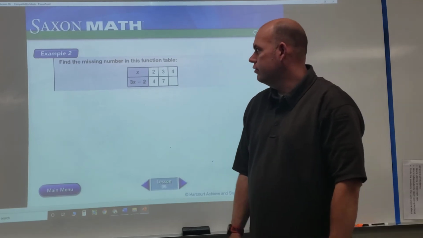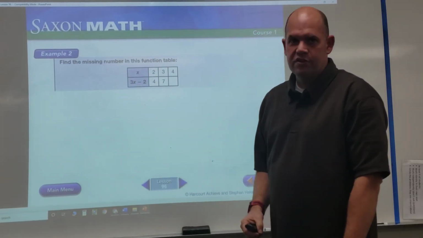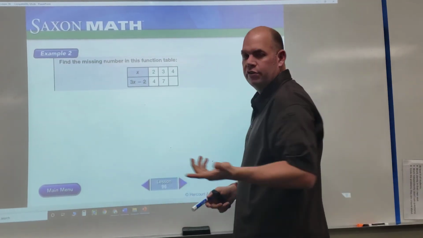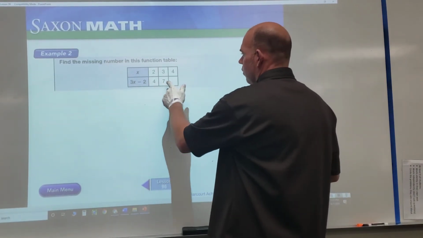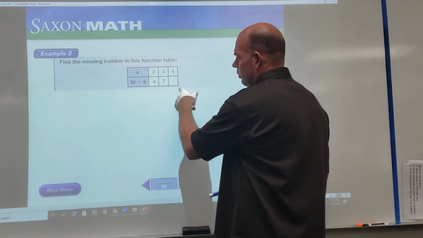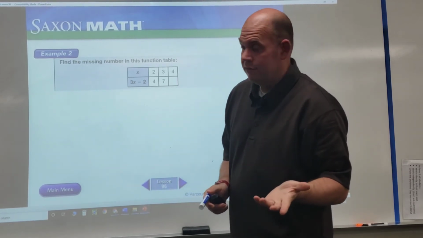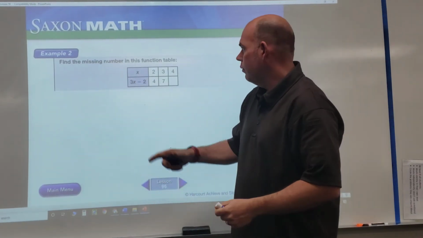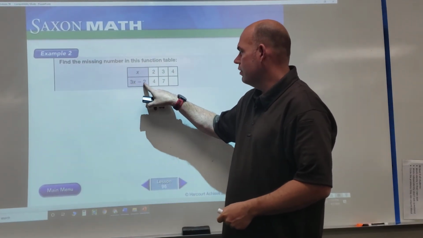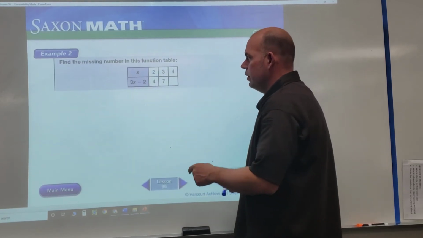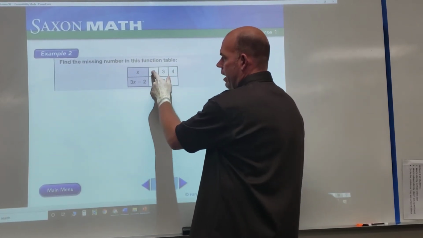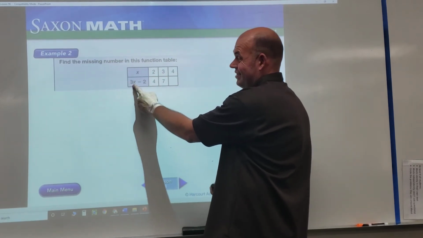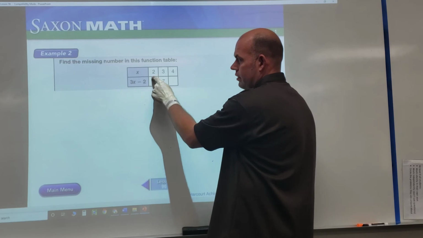Let's try this again. So now we find the missing number in this function table. Again, we're looking for patterns here. So 2, 3, 4, it looks like it's going up by 1 each time. 4, 7, we could guess that that would be a plus 3, but they already told us the function. The function is 3x minus 2. Well, if we already know the function is 3x minus 2, then we can just plug in the number for x. So plug the 2 in here, and 3 times 2 is 6, minus 2 is 4. So that's why the answer here is 4.